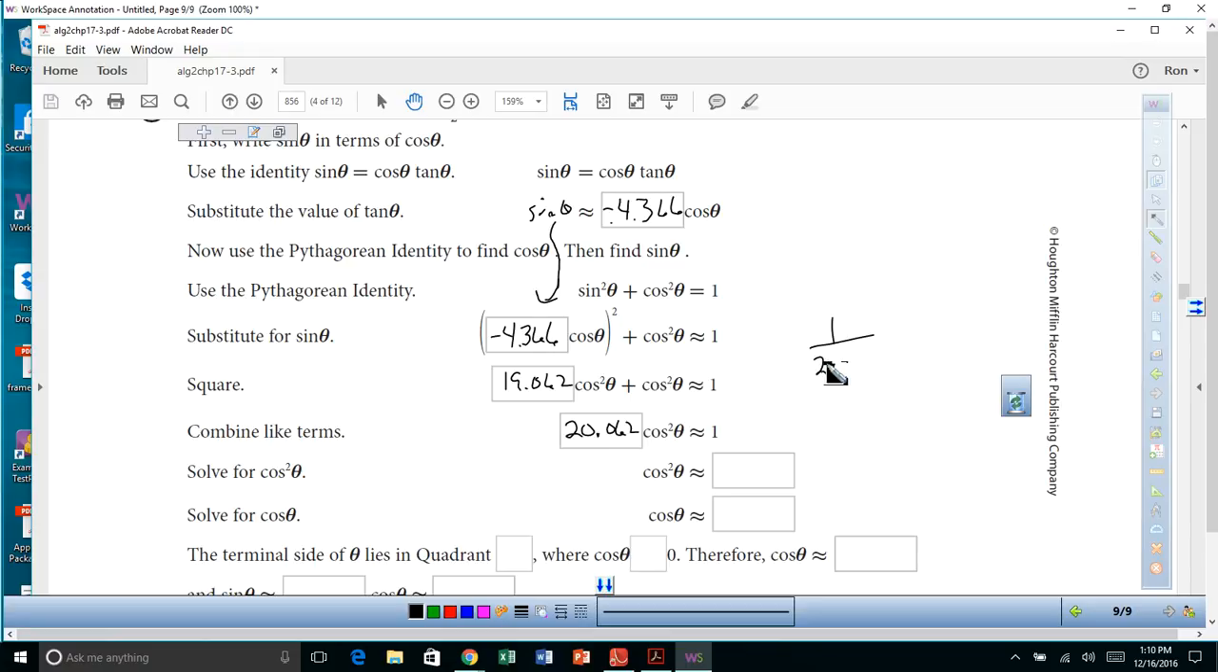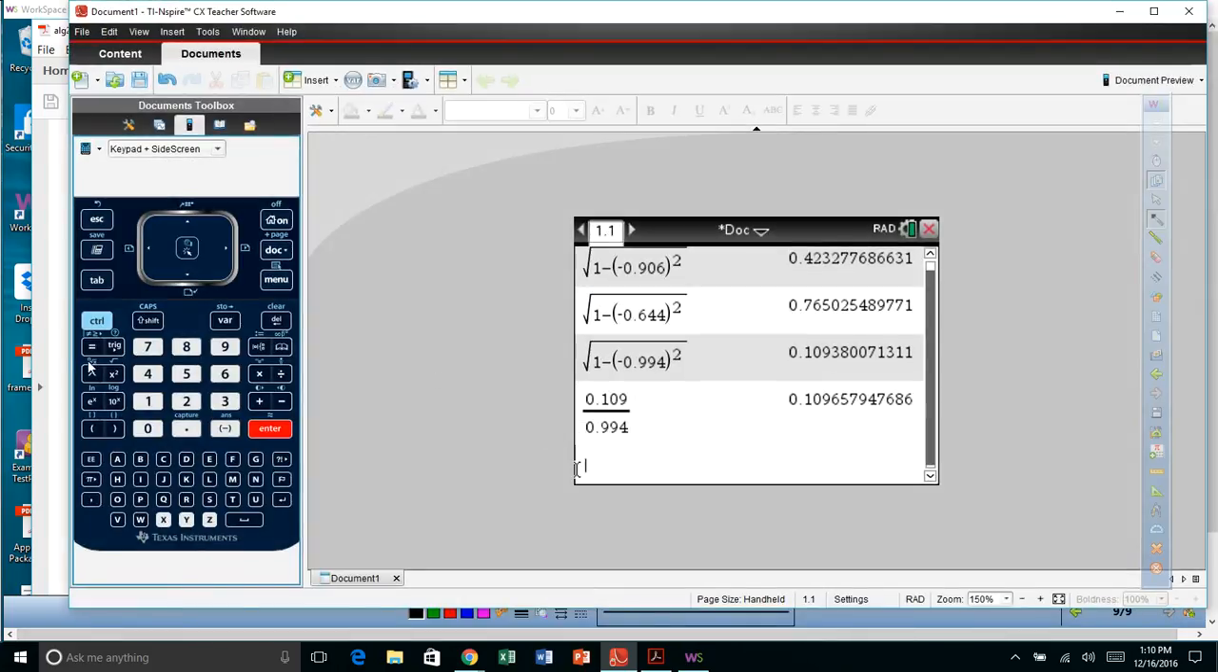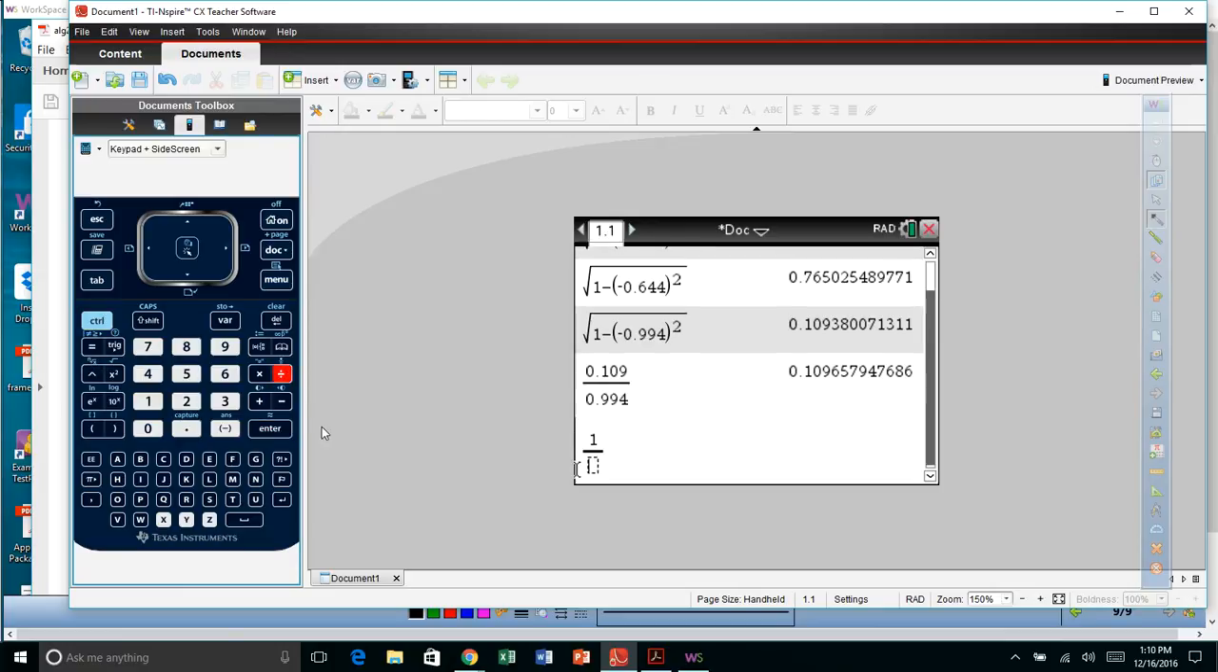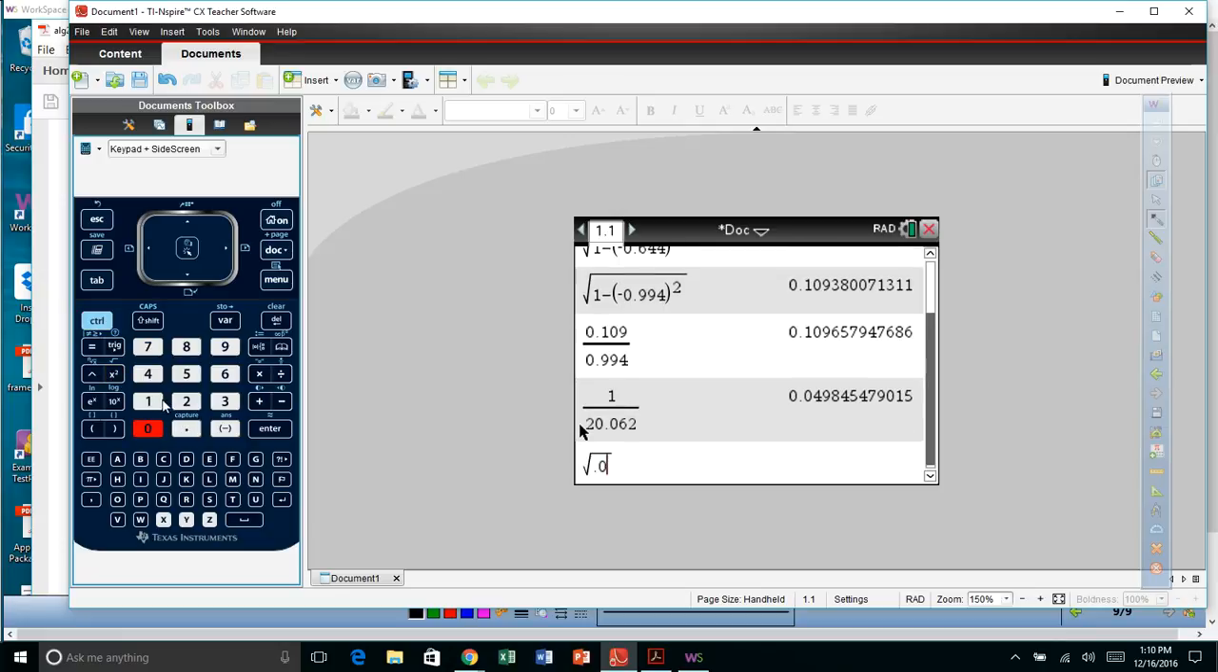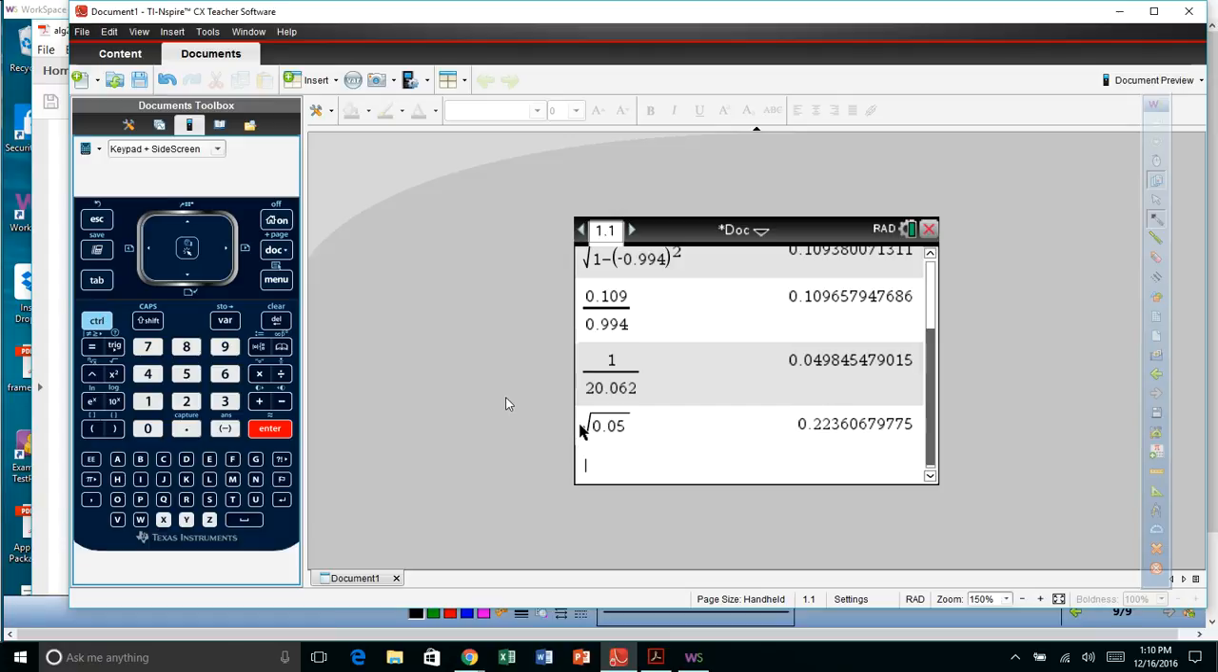Divide both sides. Let's see, 1 divided by 20.062 is approximately 0.050. All right, so 0.050. And then we're going to take the square root of that. So let's just do that in our calculator. 1 divided by 20.062, and that's going to be 0.0498. We're just going to round up to 0.05. And then we're going to take the square root of 0.05, and that's going to give us 0.223.